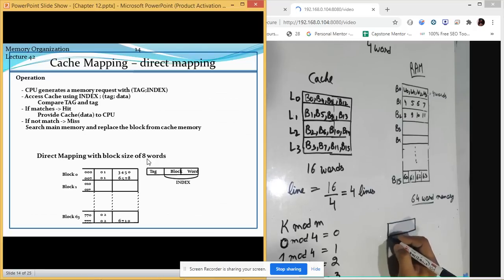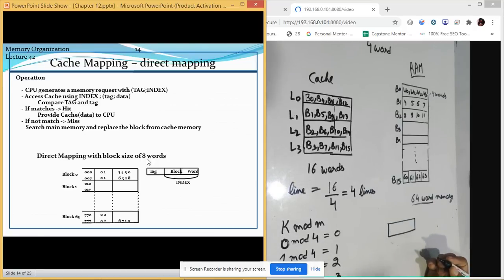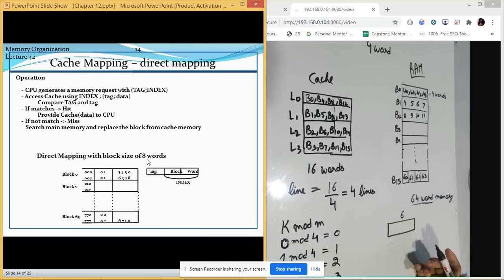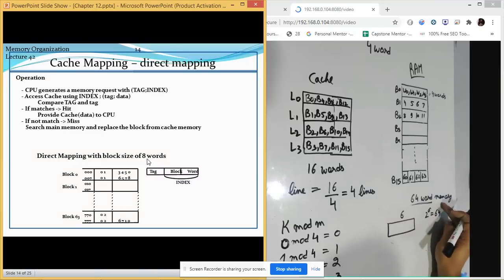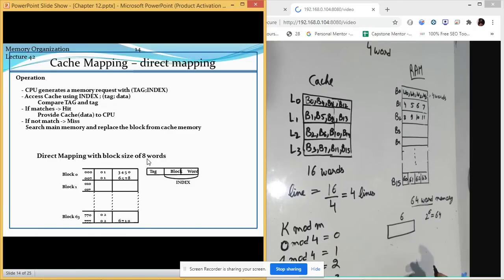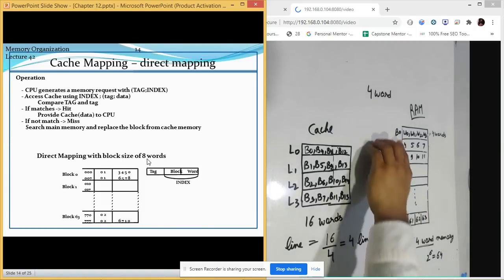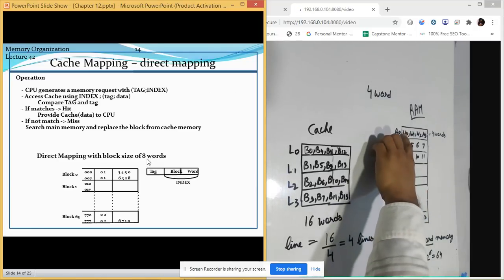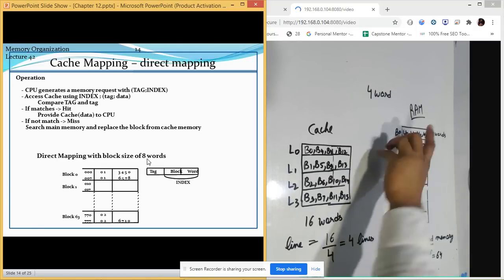How many total number of bits will be required? So they are 6. Why? 2 raised to the power 6 is equivalent to 64. There are total 64 words inside the memory. So we need 6 bits to represent 64 words. Now in one block we are having 16 blocks, and in one block we are having 4 words.